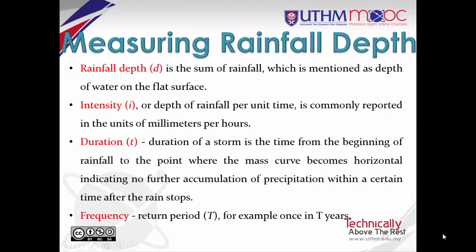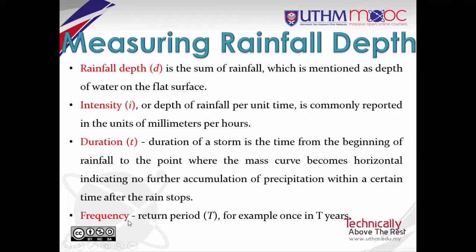Precipitation is measured as the vertical depth that would accumulate on a flat level surface if all the precipitation remained where it had fallen. To size water transport and storage systems, quantitative data for rainfall events must be provided. This data can be defined in terms of rainfall depth, intensity, duration, and frequency.